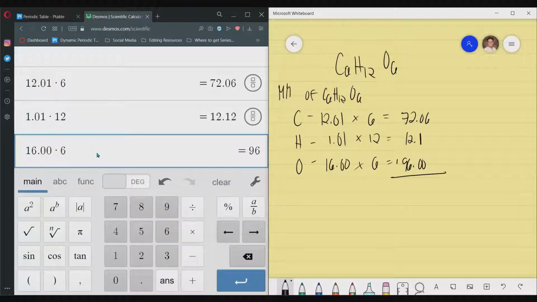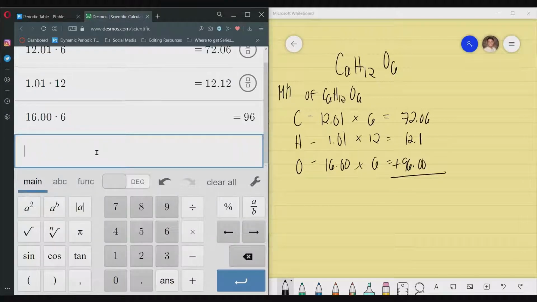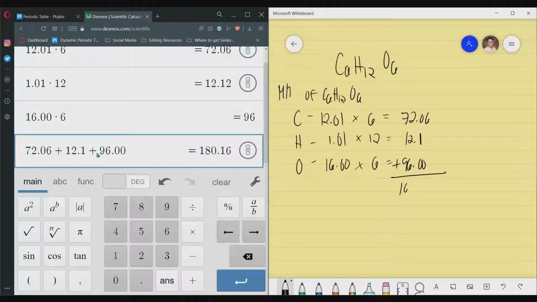Okay, so adding them up, right? So I'll be getting 72.06 plus 12.1 plus 96.00. I have 180.16. Or rounding it off up until the least decimal places, I'll be getting 180.2 grams per mole for the molar mass of C6H12O6.